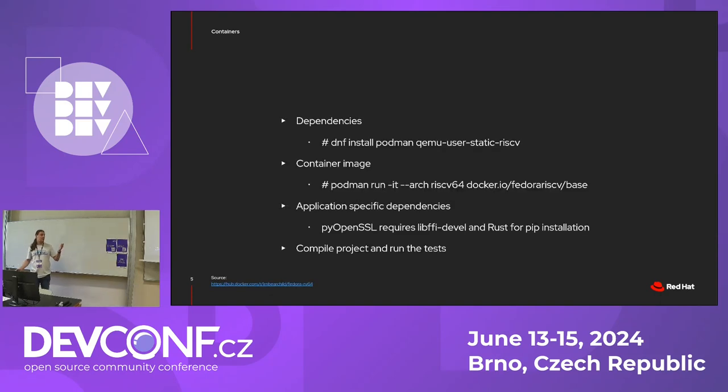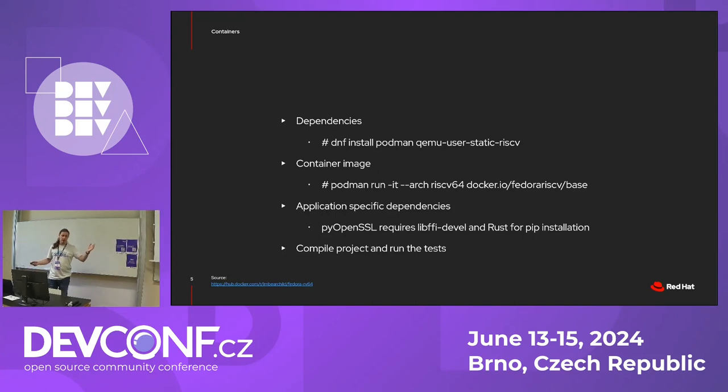First things first, you will need some dependencies. For that, you will need QEMU user static RISC-V. That is basically the emulation layer that takes care of translating the instructions. Then you need the image. Lucky for us, there is already an image available, so you can just run it as any regular image. Just one thing to note, you need to specify the architecture, so that's the --arch riscv64. Once you are in that image, you can just install the dependencies, compile your code and run the code.